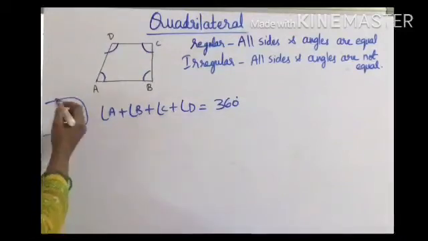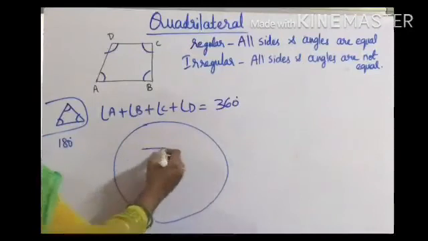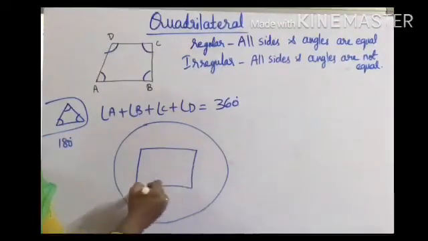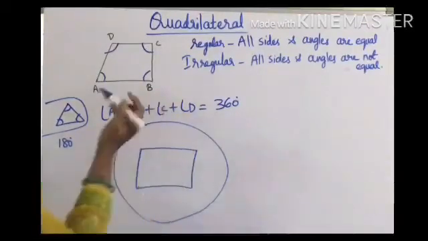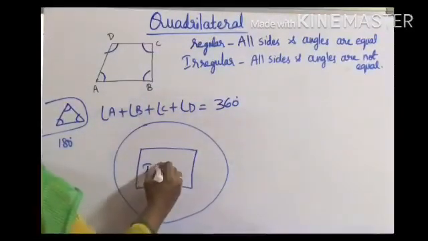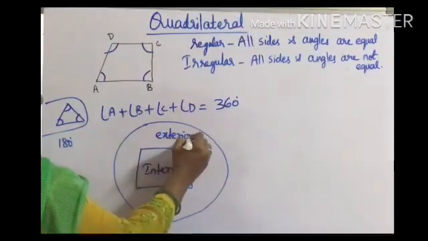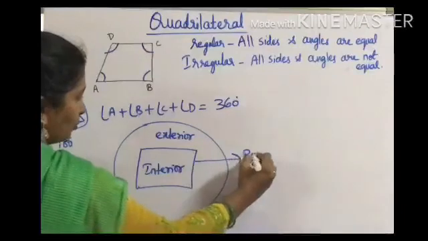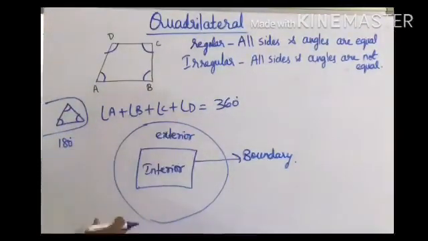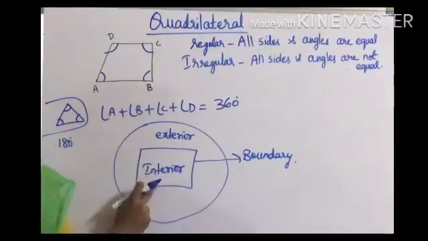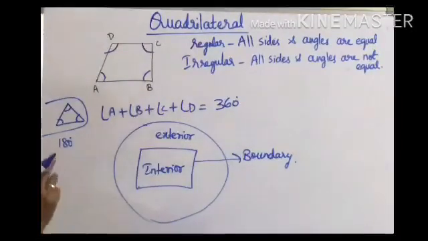Like triangle, suppose this is a plane. Any figure means here if I am taking a quadrilateral, quadrilaterals divide this plane into three parts, that is interior of the quadrilateral, exterior of the quadrilateral and boundary of the quadrilateral. So quadrilateral divides the plane into three parts: interior of the quadrilateral, exterior of the quadrilateral and the boundary of the quadrilateral.